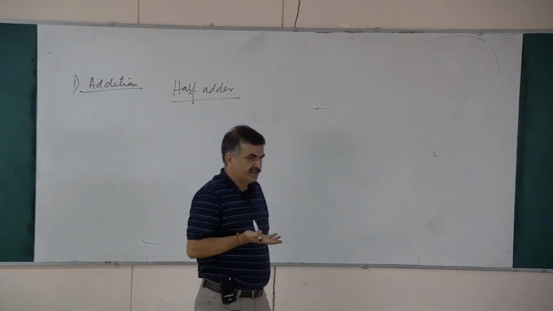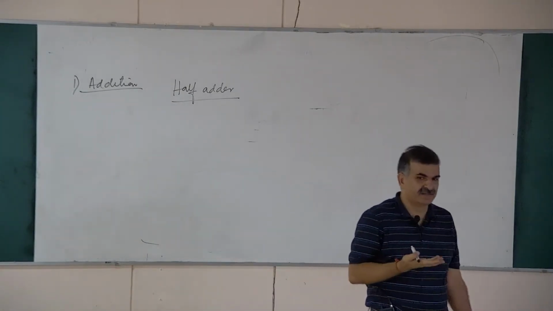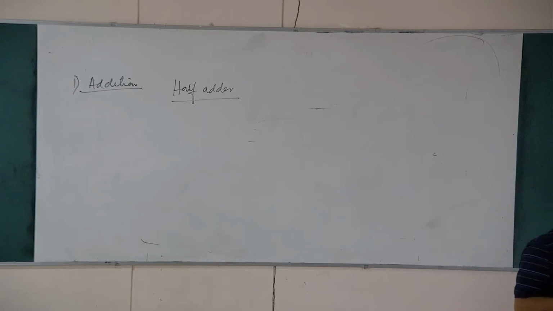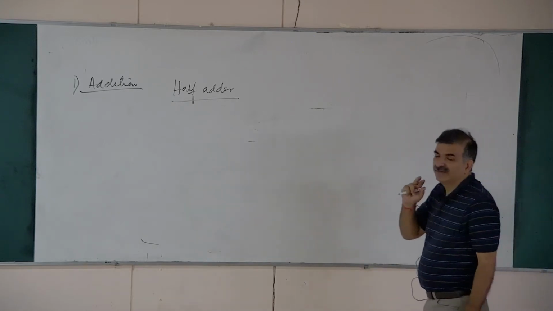Now what is a half adder? Why do we call this the half adder? A half adder is an electronic circuit, the smallest electronic circuit which is capable of adding 2 bits of data. One half adder performs only 1 bit of addition.